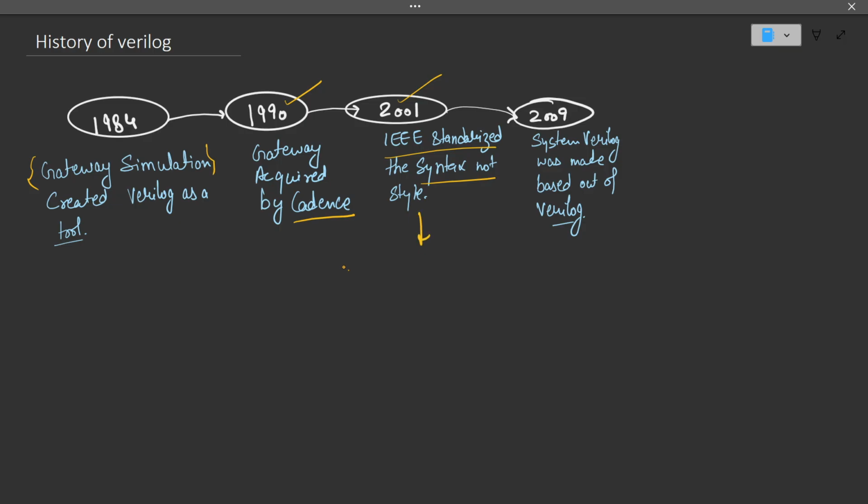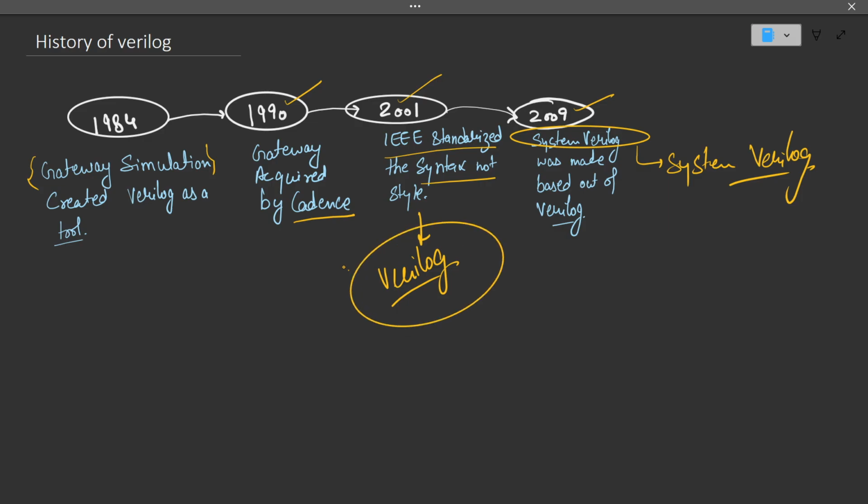So over here, this is the Verilog version we are using as of now. Then in 2009, SystemVerilog language was made out of Verilog, and it was also standardized by IEEE in 2009. So SystemVerilog on the backend is also based on Verilog. This Verilog version and this SystemVerilog we are using as of now in the industry.